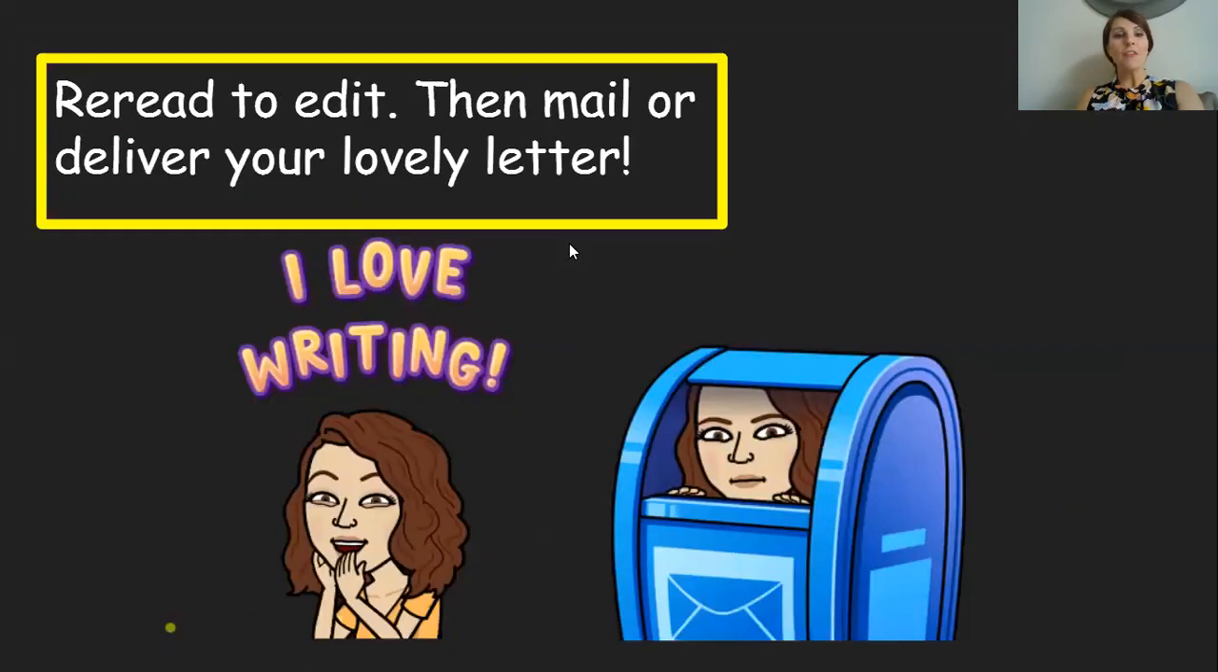The very final step is to reread your letter to edit. Make sure that each sentence makes sense. Each starts with a capital letter and a correct end punctuation mark, and commas if you need them. You've done your best handwriting and it's easy to read.